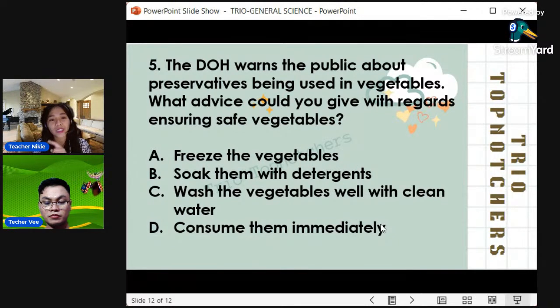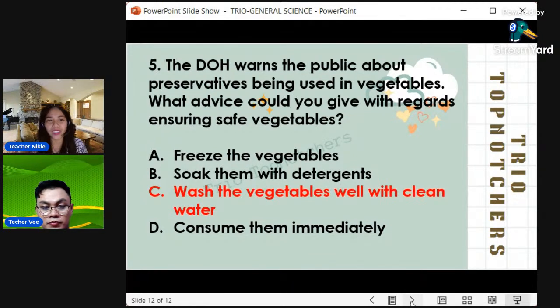Okay. So let's have letter A. Freeze the vegetables. Ito ba yung tamang sagot? Soak them with detergents. Ito ba yung tamang sagot? Letter C, wash the vegetables well with clean water. Or letter D, consume them immediately. Okay, so tingnan nga natin yung ating mga katreyo kung alam na alam ba nila ito. Okay. Alright, so lahat sila sumasagot ng letter C. Wow! Let's check nga kung tama ba kayo.